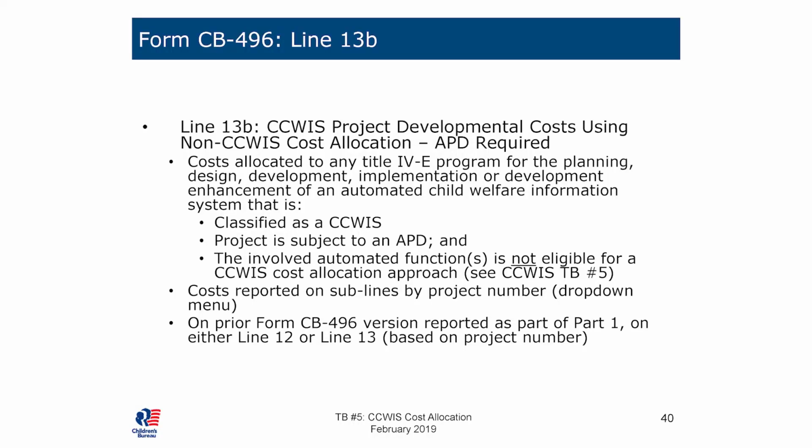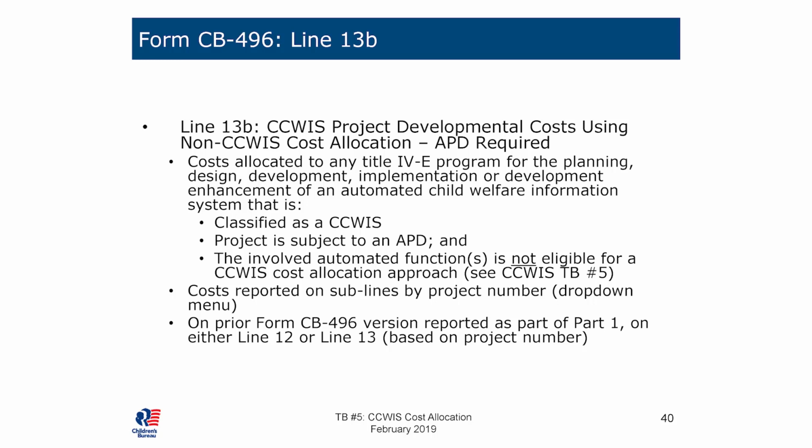Also, the amounts included here were formerly reported on the old CB 496. So if you are tracking for spreadsheet purposes to a former version of the CB 496, these costs would have been reported either on line 12 or line 13 of the former CB 496 version, because that was either for Project 1 or for Project 2. And it's possible if you have a Project 3 that that's a new project that you didn't formerly report costs for, or if you did, you might have included it with your Project 2 cost in the past.